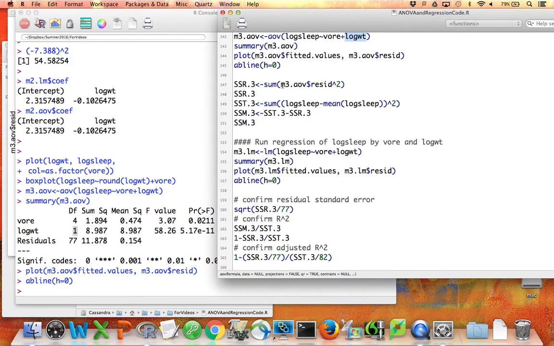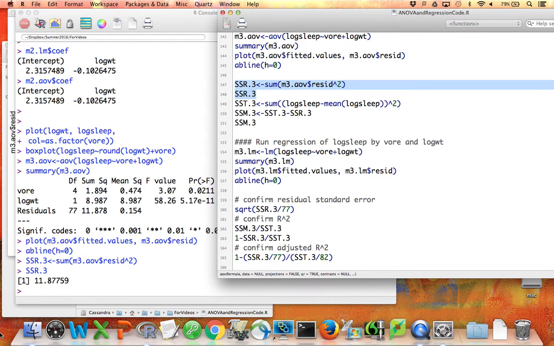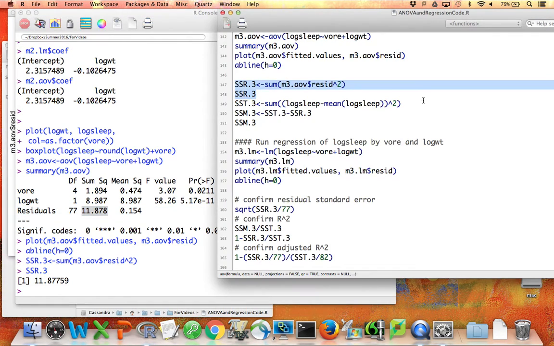As before, we can derive the sums of squares shown in the output of the ANOVA using the residuals themselves. So if we take the residuals from the ANOVA, square them, and add them all up, we're going to get the sum of squared residuals, and I'm calling it SSR.3 because it's the third model we've run, and this 11.88 is the same value we have here for the sum of squared residuals.